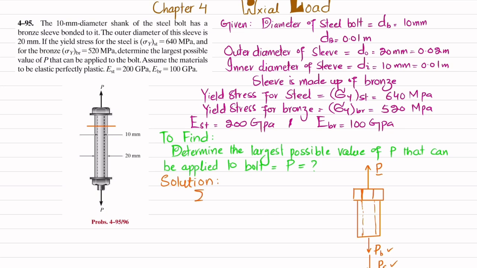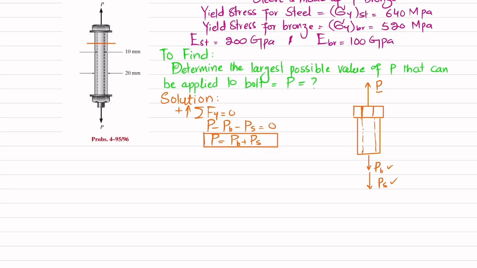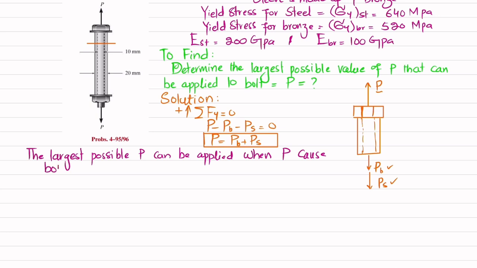So how we'll find this? By using the equation of equilibrium, that sum of all forces along y direction must be equal to 0, and force upward is taken as positive. So I can write P minus PB minus PS is equal to 0, or you can also write that P is equal to PB plus PS. Now how we'll find this PB and PS, and we are interested to find out the largest load. So I will write a statement that the largest possible P can be applied when P causes both bolt and sleeve to yield. That is the maximum load P that can be applied.